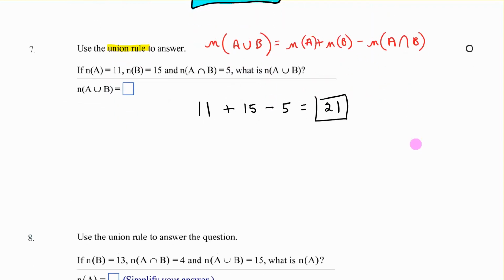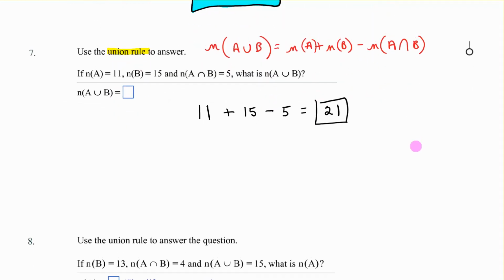Now we're going to use the union rule to do some things. So here's the union rule. We said that at the first. If the number of A is 11, the number of B is 15, and the number of A intersect B is 5, what is the number of A union B? So we take 11 plus 15 minus 5. So that's 26 minus 5. Your answer is 21.